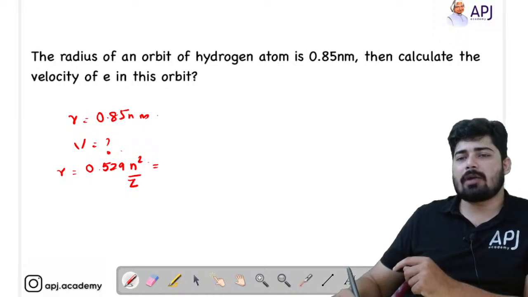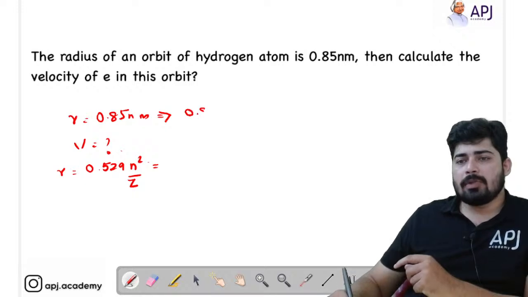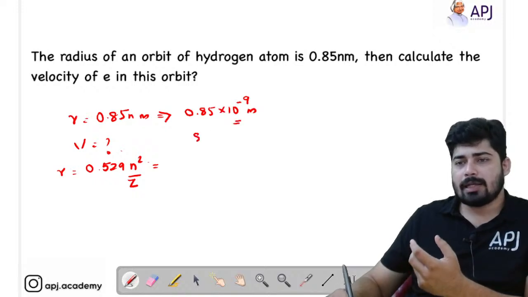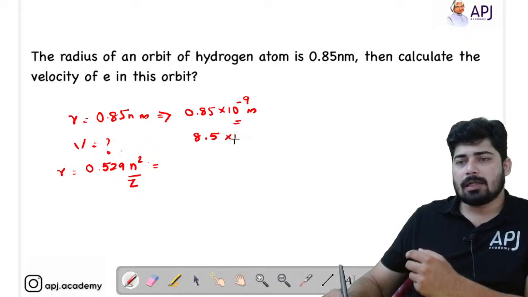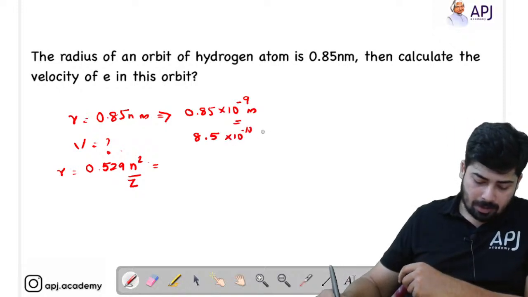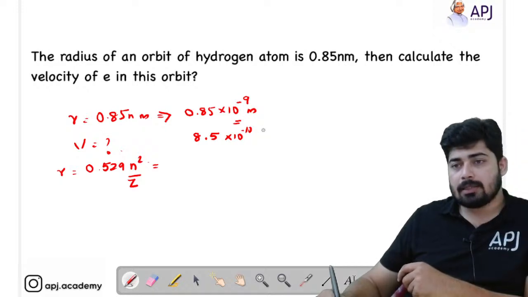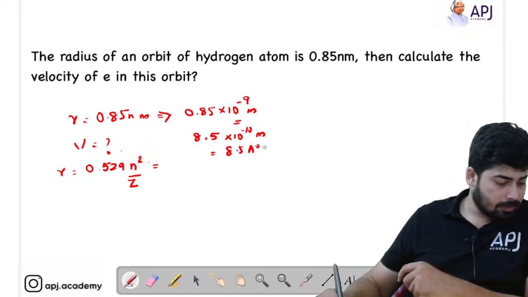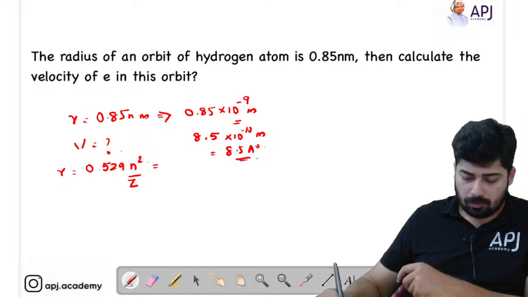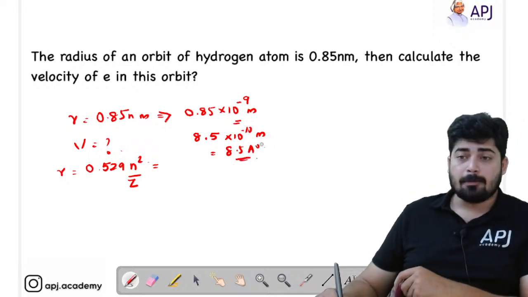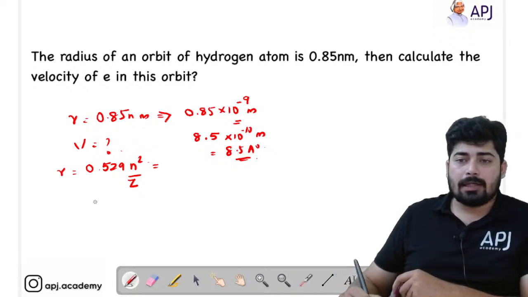I am just converting this into Armstrong because 0.85 nanometer means 0.85 into 10 raised to minus 9 meter. If I convert into 10 raised to minus 10, then I get Armstrong. So I can write it as 8.5 into 10 raised to minus 10 meter. That means 8.5 Armstrong, right? Hope that is clear. So we will calculate it in Armstrong.